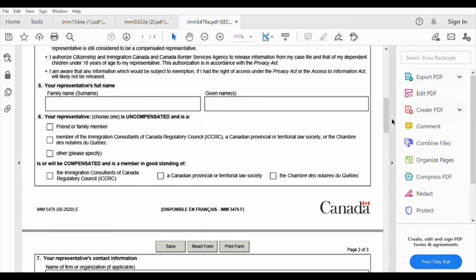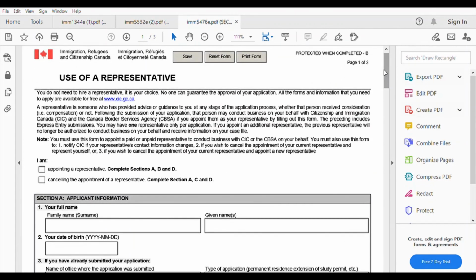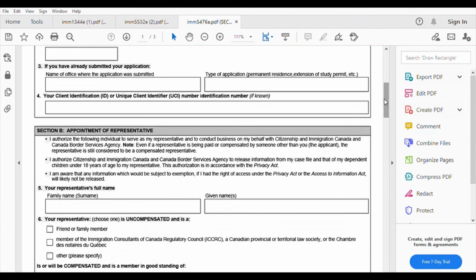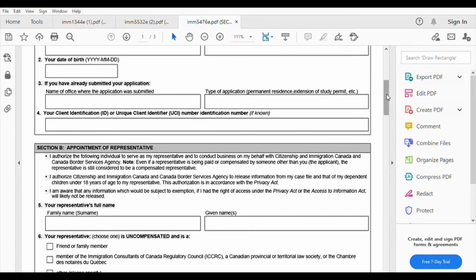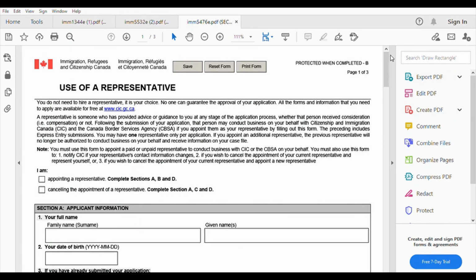So guys, this is the third form for the sponsor application forms, use of a representative. As I mentioned in my first video, we are making these videos to help you not use a representative, which is a lawyer or immigration consultant. So in this part, you don't need to submit this form because you are not using any representative. So that's it for all the forms you need to submit for the sponsor application.